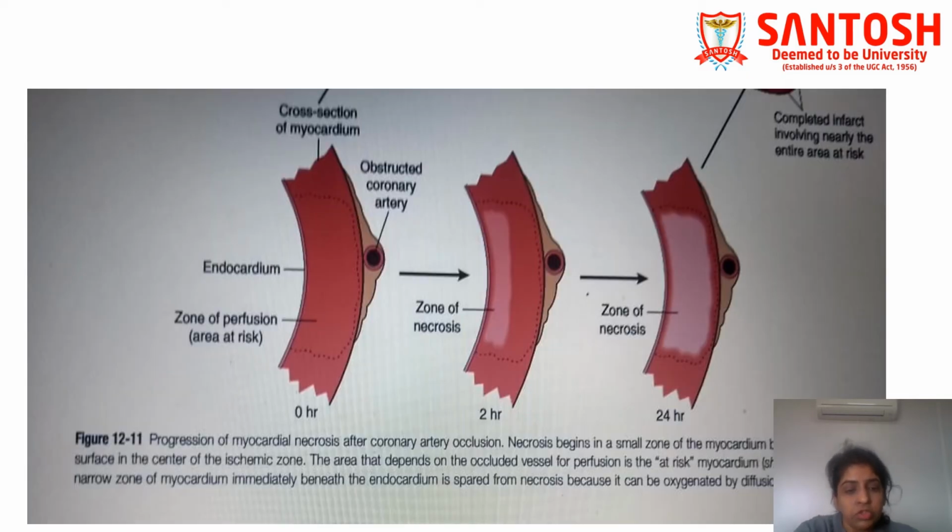This is a diagram showing the progression of myocardial necrosis after coronary artery occlusion. The innermost layer is the endocardium, while the obstructed coronary artery is shown by the lumen. This shows the zone of perfusion with the area at risk. Then, as irreversible injury sets in, the zone of necrosis sets in, and gradually, with the continuing lack of perfusion, this zone of necrosis finally involves most of the myocardial thickness.